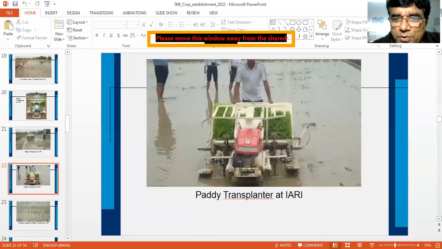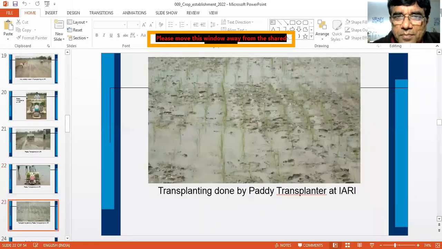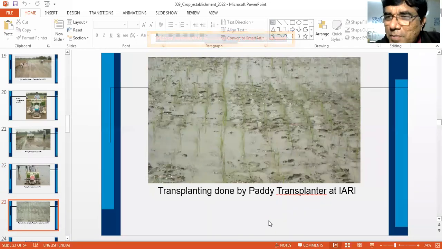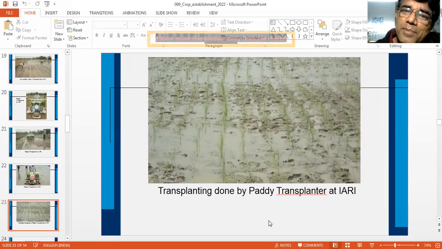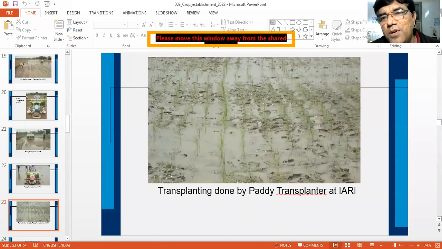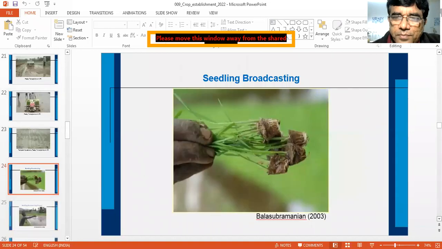You can see a close view of this paddy transplanter. Transplanting done by paddy transplanter. You can see rows are not very straight, and this is not the problem of the machine. This is the problem of the person who is handling it. But if you get some experienced person, you will get very straight lines in the transplanted crop. And now it is not new. In Pondicherry, Andhra Pradesh, Tamil Nadu, Punjab, and many other places, farmers are now using machines for transplanting rice.